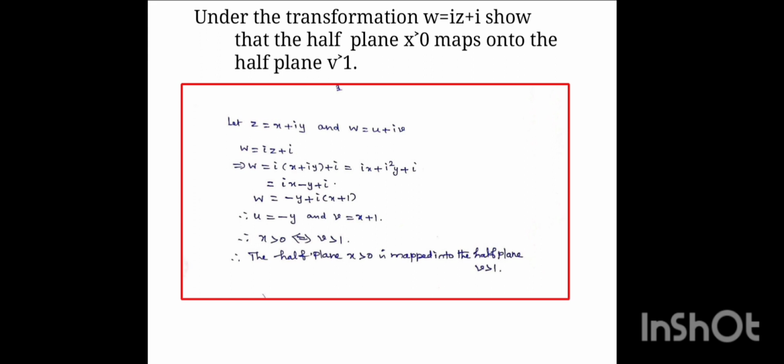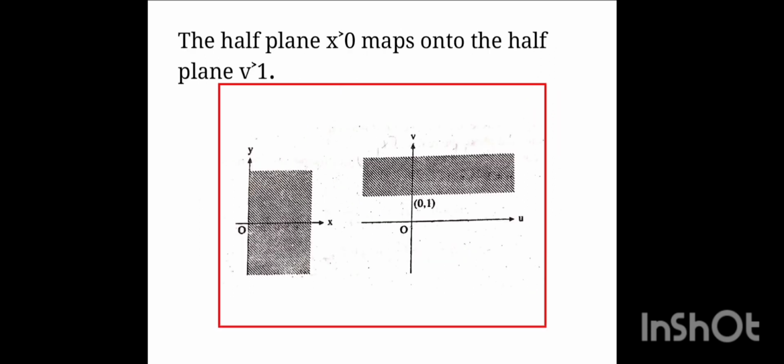This w means u plus iv. So compare the real and imaginary parts. So u equal to minus y and v equal to x plus 1. Put x greater than 0 in v, therefore v is greater than 1. We get the result x greater than 0 if and only if v greater than 1. Therefore, the half plane x greater than 0 in the z plane is mapped onto the half plane v greater than 1 in the w plane, from the figure.